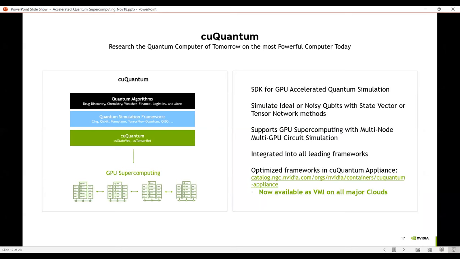To address those, we came up with CUDA-Quantum. It is also available in container form, and it supports multi-node, multi-GPU also. So we can scale, and it will run on a large data center. It simulates ideal or noisy qubits with state vector and tensor network. It supports both of them, right?